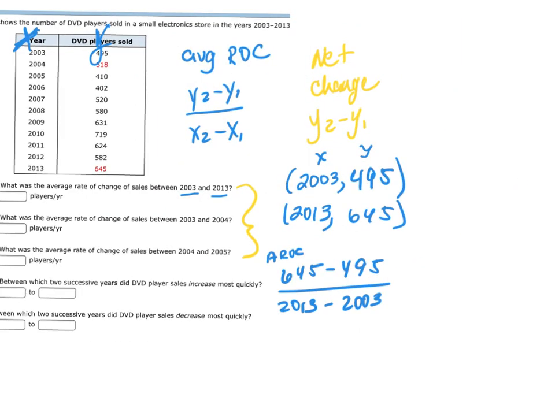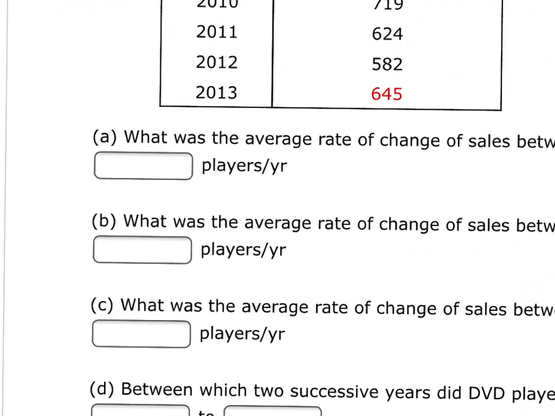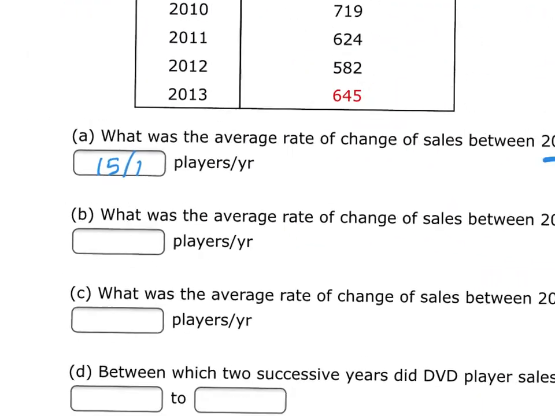So this would work out 645. What's 645 minus 495? 150 over 2013 minus 2003 is what? 10, right? So I can simplify this more. Agreed? So your average rate of change is 15 over 1. All it is, is just the slope formula. So for letter A, your average rate of change would have been 15 DVD players per 1 year.